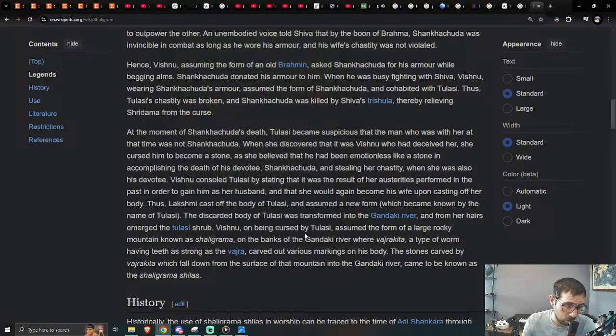Vishnu, on being cursed by Tulasi, assumed the form of a large rocky mountain known as Shalagram. On the banks of the Gandaki River were Vajrakita, a type of worm having teeth as strong as the Vajra, which carved out various markings on his body. The stones carved by Vajrakita, which fall down from the surface of that mountain into the Gandaki River, came to be known as the Shaligrama Shilas.